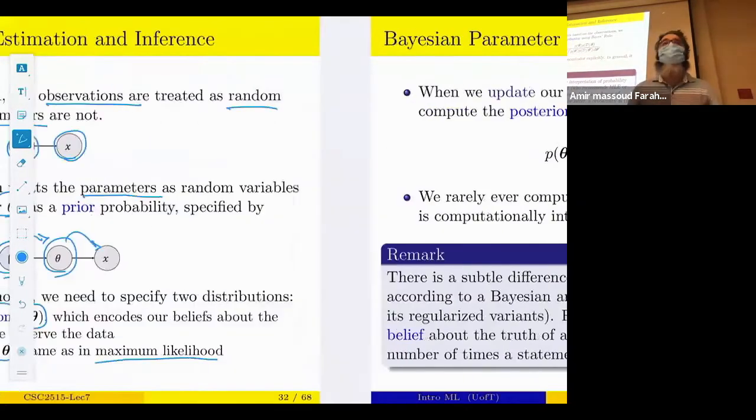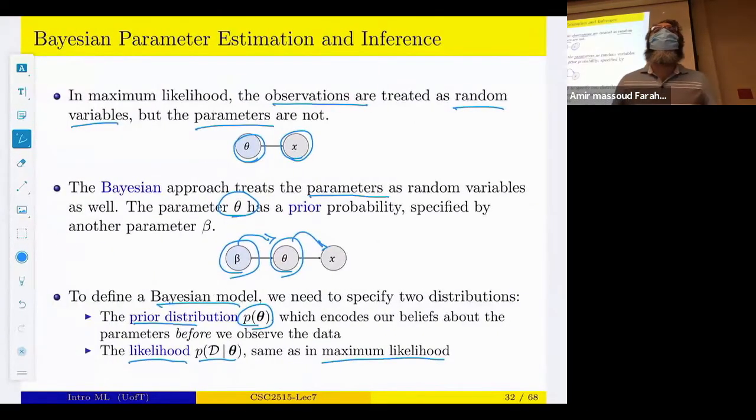Yes? Is it the same as the maximum likelihood that we have? Right, yes. For one specific theta, it would be the same. If we fix theta, then it would be similar to what we had in maximum likelihood. But theta is not fixed, so it can take different values, as you see.